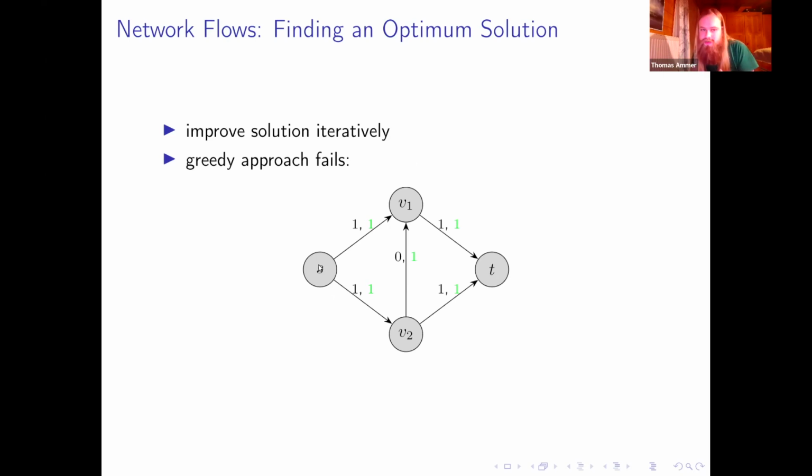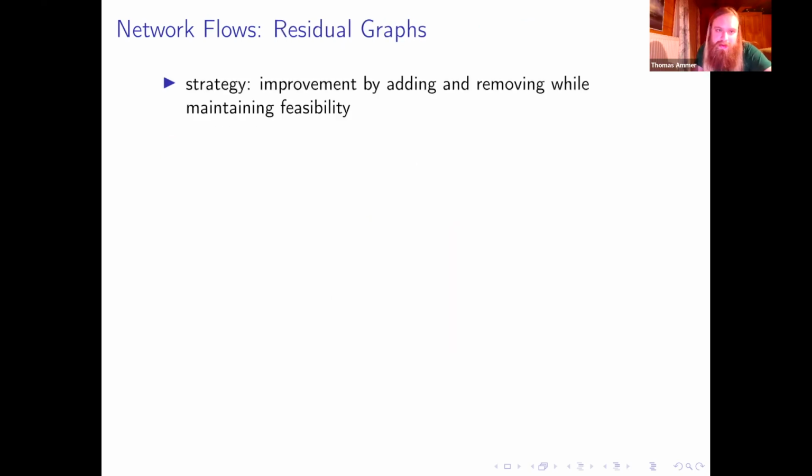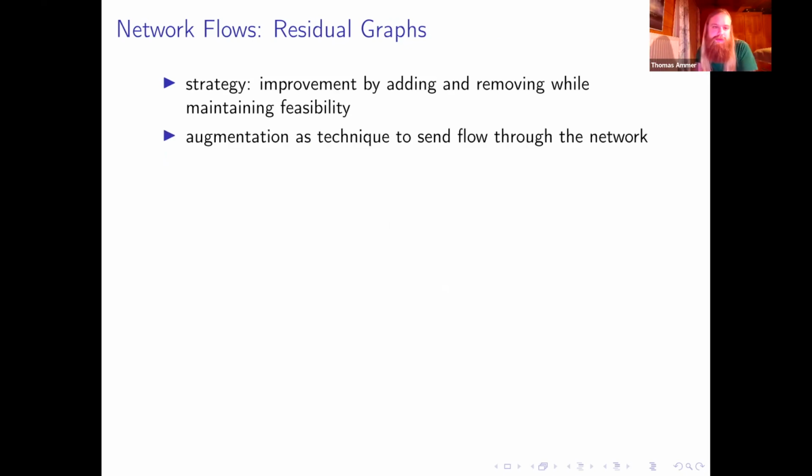So that clearly shows the greedy approach does not work. It does not compute an optimum solution. However, it can be fixed. Okay, how's that done? So from a high-level perspective, one could say the strategy is to make improvements by adding flow and removing flow at the same time. And this will then be called augmentation, which is a primary technique to send flow through the network.